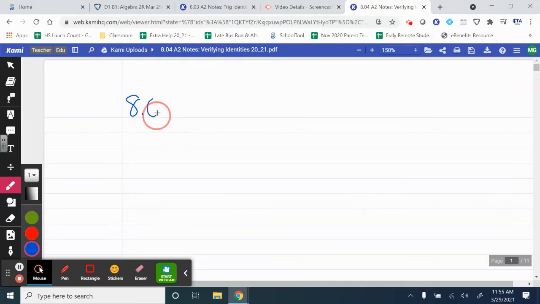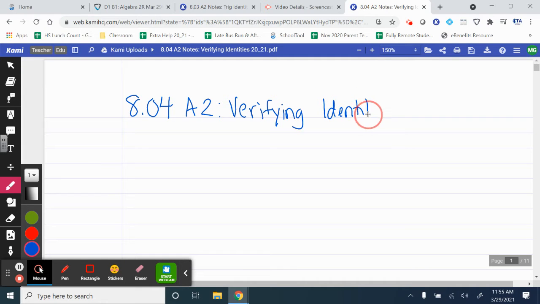All right, this is 8.04, day 2. And today it's going to be verifying identities. So last class we did identities where you were just simplifying them and there was no equal sign. Today you're going to see you're verifying them. So you're trying to show that the left-hand side is equal to the right-hand side.